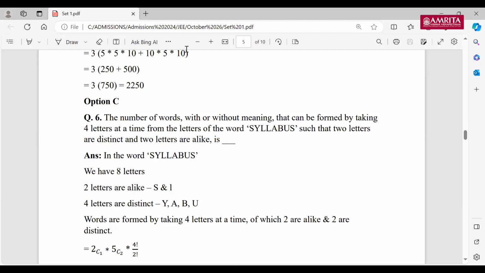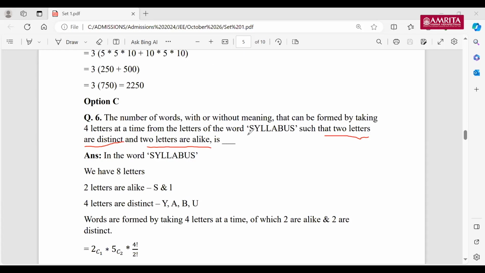Syllabus is an 8-letter word, and I'm going to take 4 letters at a time and form as many words as I can, with or without meaning. But they have given a very specific condition in which 2 letters are distinct and 2 letters are alike. Distinct means it could be anything, it should not be similar. And 2 letters alike means they should be similar.